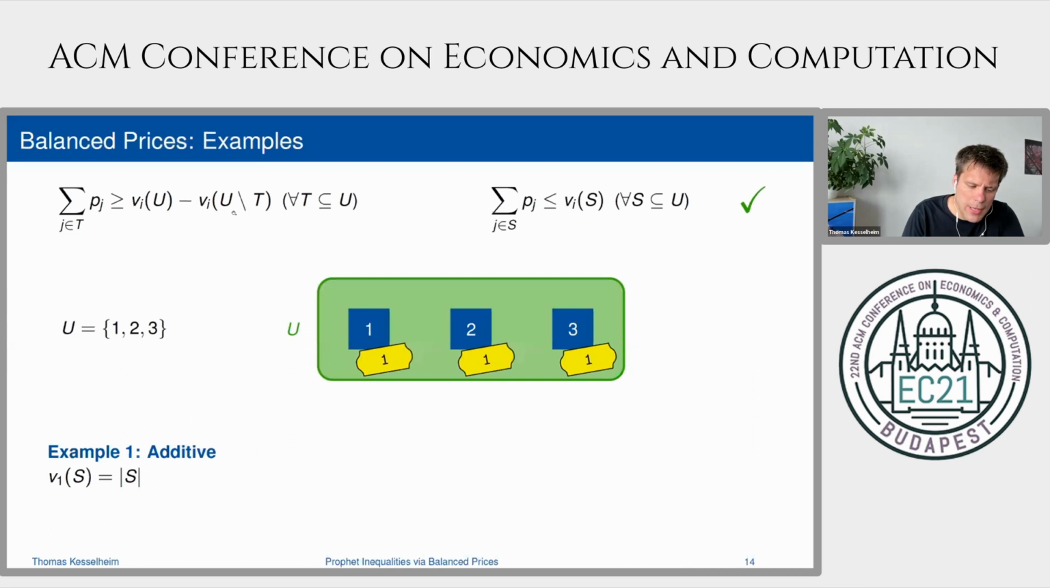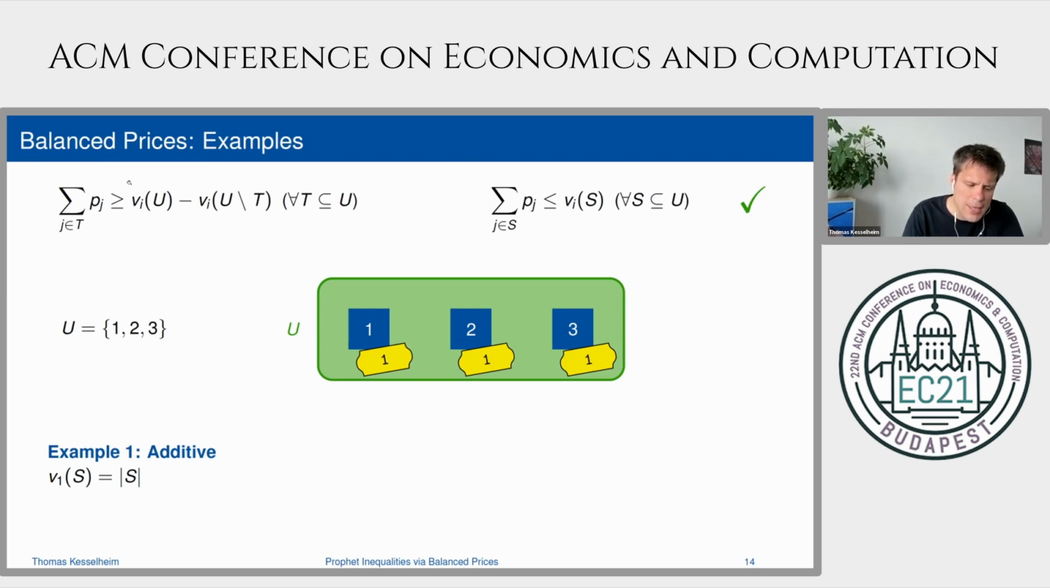Now, on the other hand, these prices are not too low. What do I mean by this? Well, if somebody else came along and bought a set of items T, they would have to pay the sum of the prices inside that set T. And what I now want is that the prices that they have to pay is at least the value that they are taking away from me.